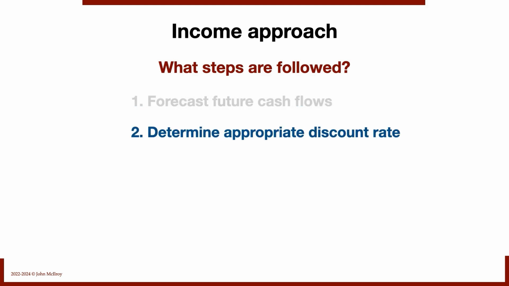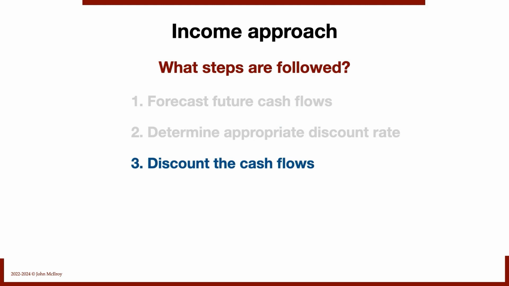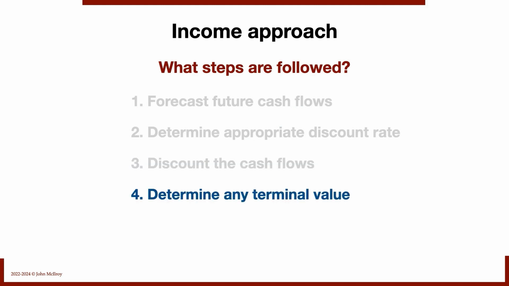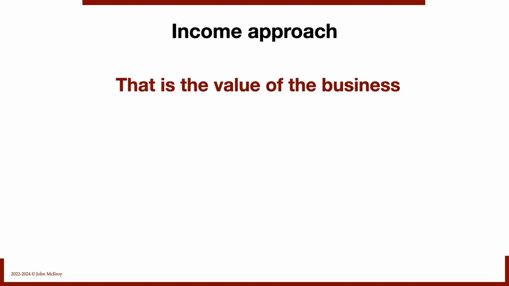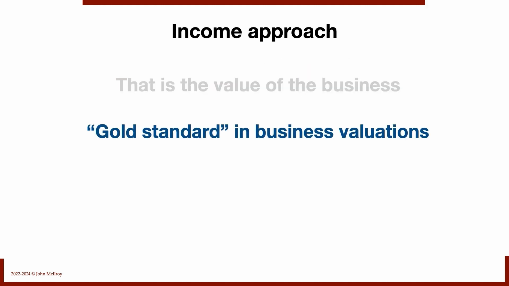Then we have to determine an appropriate discount rate to bring them back into today's value. So we discount the cash flows. Then we determine any terminal value. We total it all up. After adjustments, that's the value of the business. And this really is considered the gold standard in business valuations.